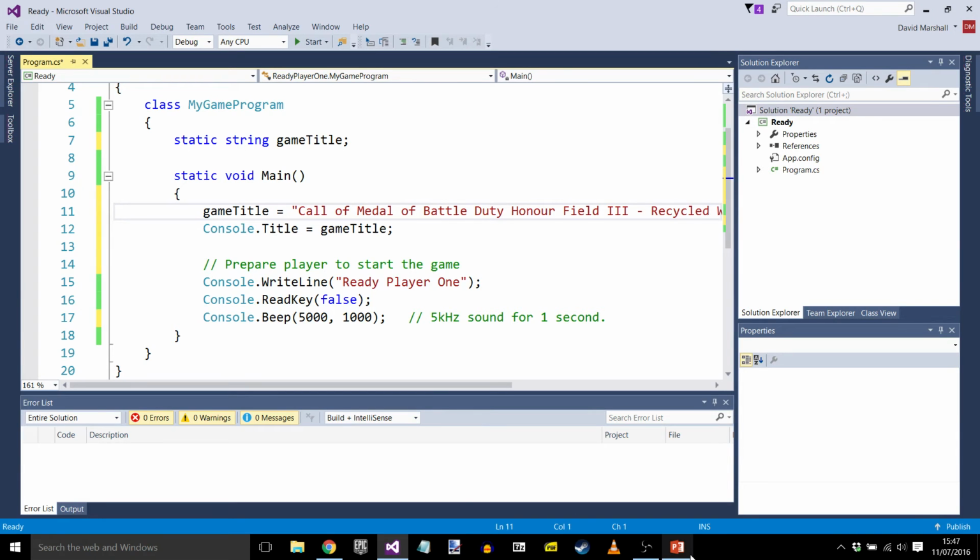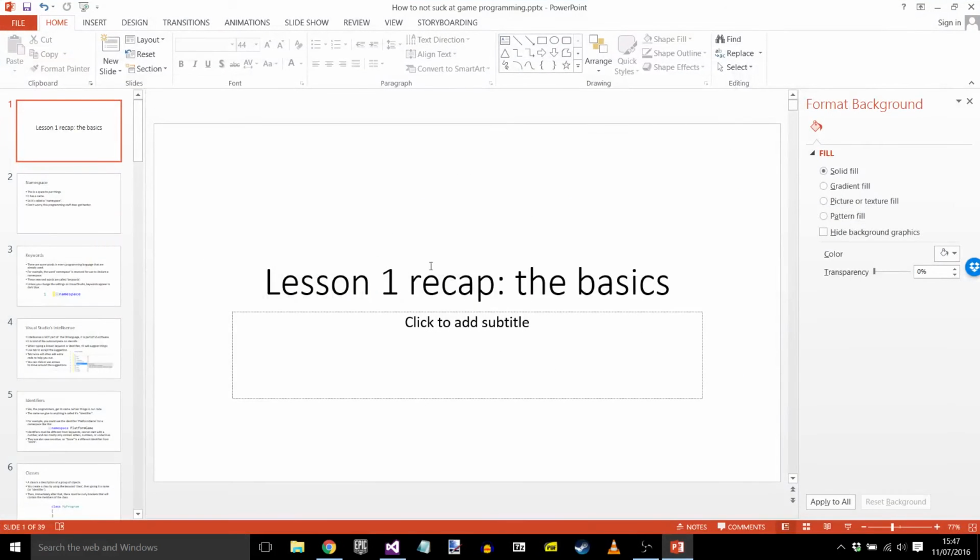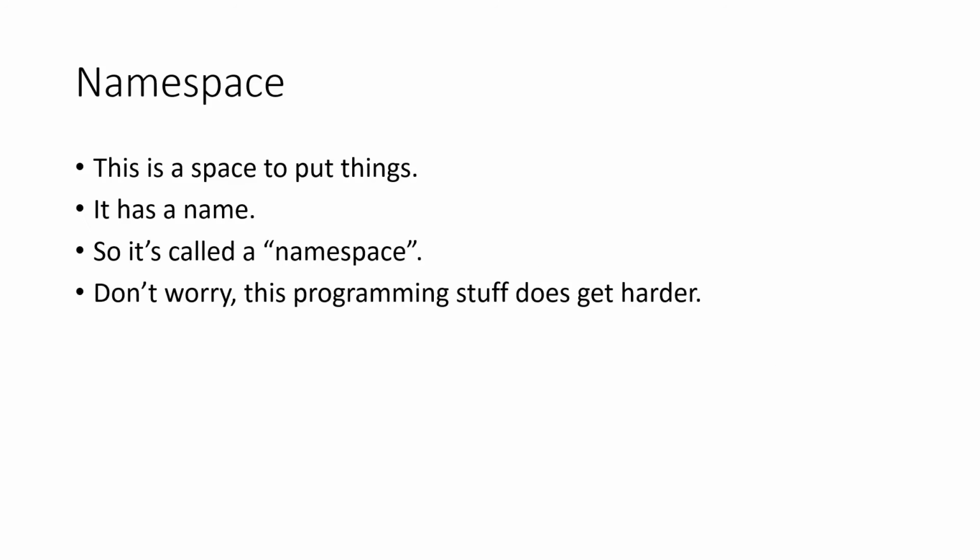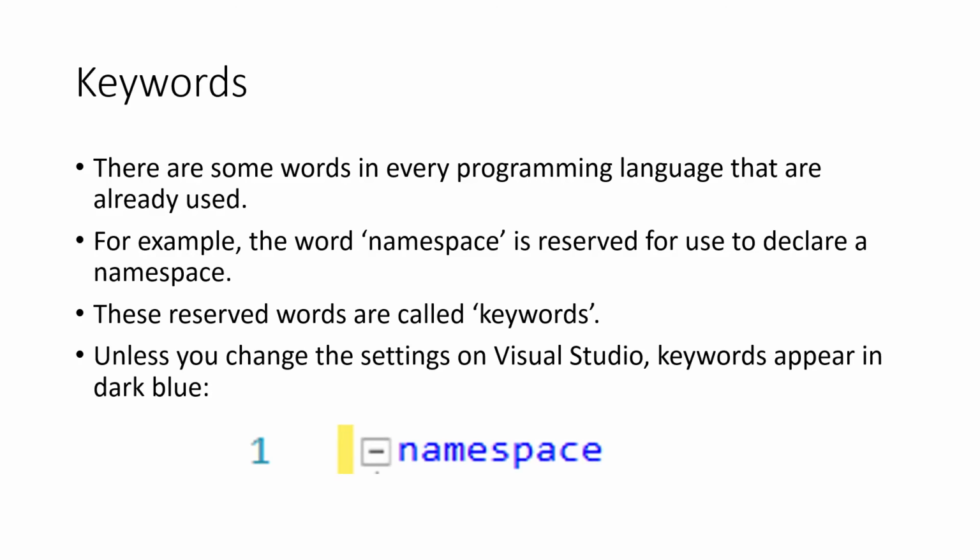Let's quickly recap on some of these basics. A namespace is where you can put things. It's got a name, and it's called a namespace. Here's a keyword. The default is dark blue, but you can change that colour if you mess about with the settings in Visual Studio.